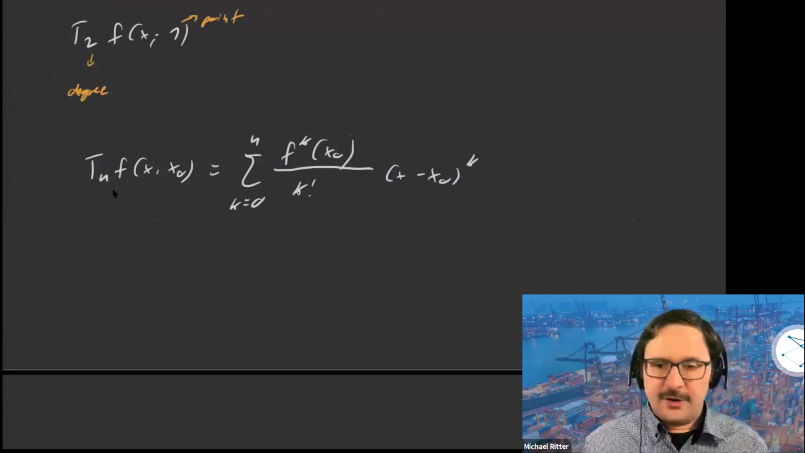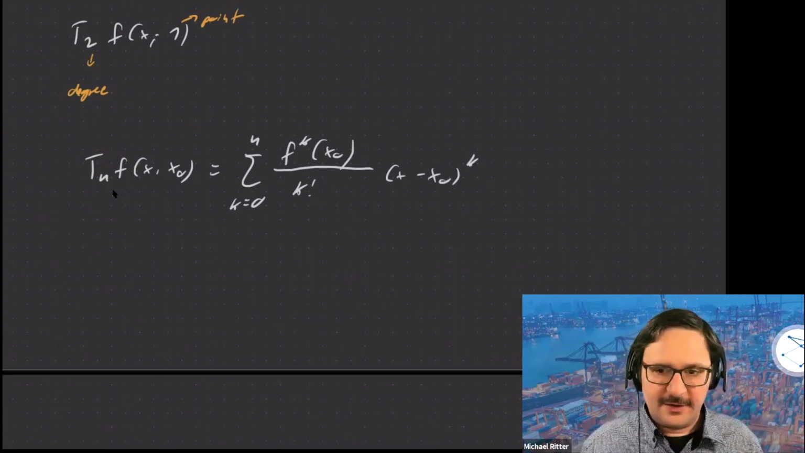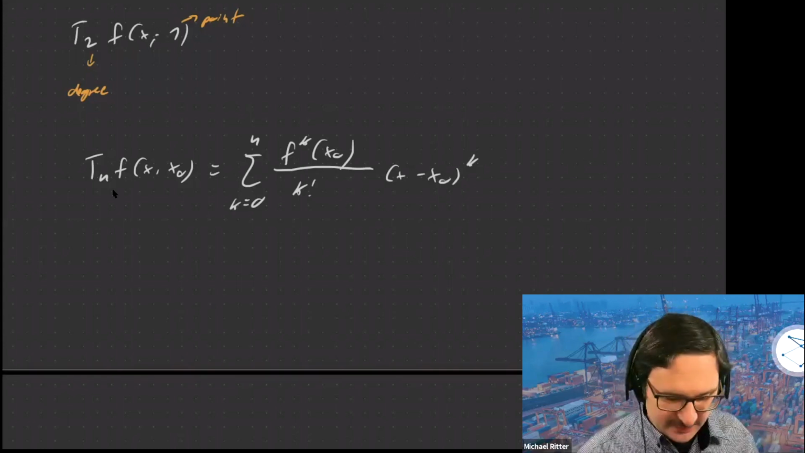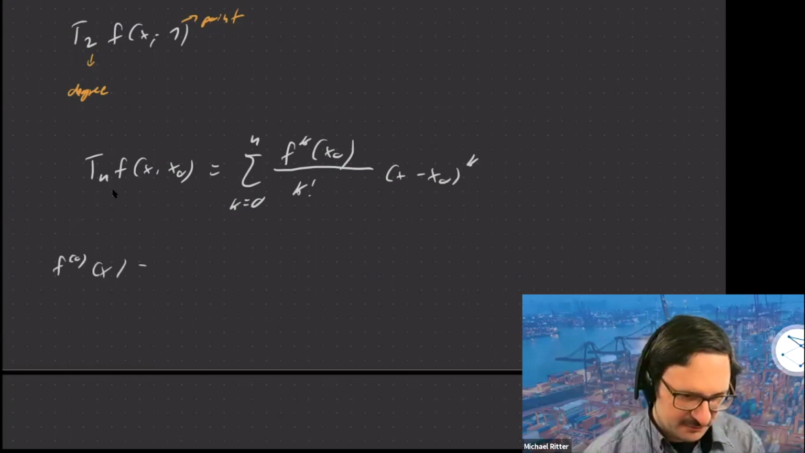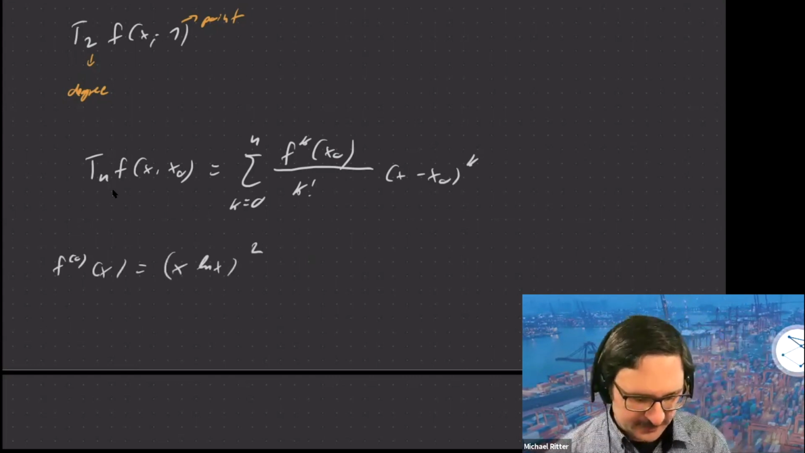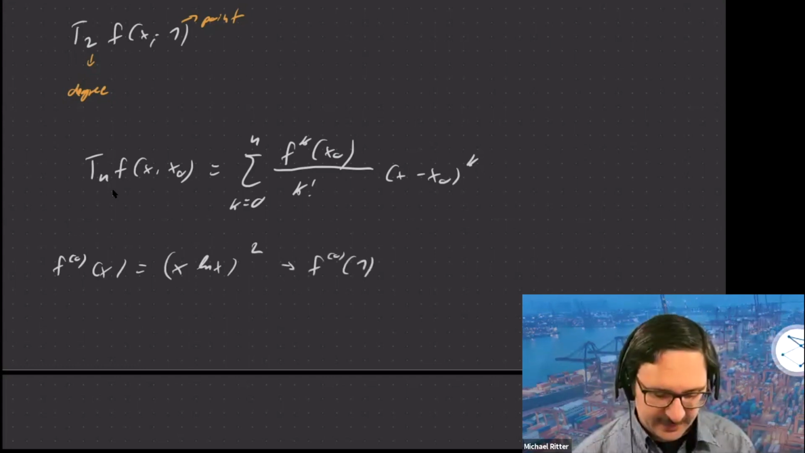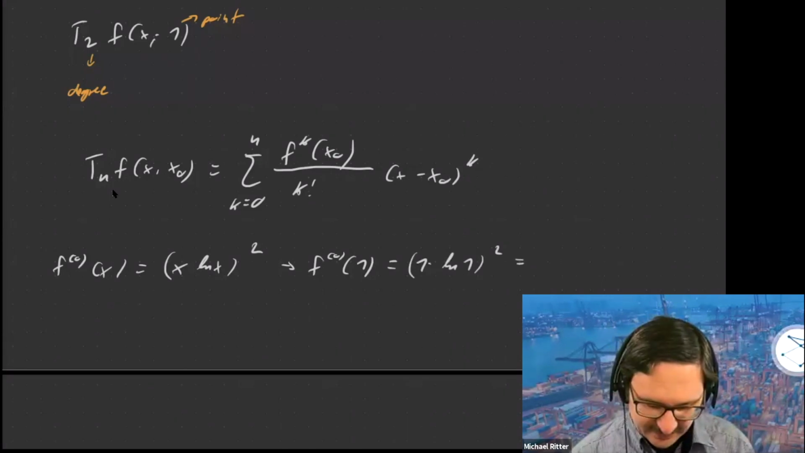So what we need to do to get this T2 of f is to compute the first two derivatives, and of course the zeroth derivative, which is just the function value. So we start with that. The zeroth derivative of f is formally just the function itself, which is x ln x squared. And we need the value at the point 1. So f0 at 1 is just 1 times ln 1 squared. ln 1 is 0, so we get 0.